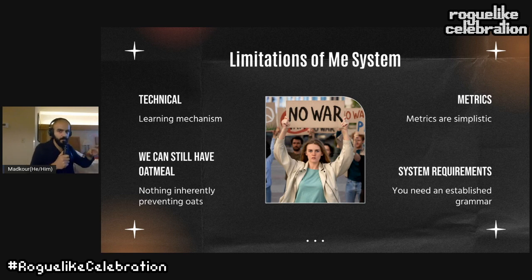It could do better because it's not really trying to explicitly account for the specific region that you're selecting. It's sort of just looking at the examples that the grammar happens to generate in that region. So there could be more work to maybe optimize that. We can still have oatmeal. So we don't really avoid the 1,000 oats problem. Nothing inherently prevents oats. That still comes from the underlying grammar and sort of your metrics.